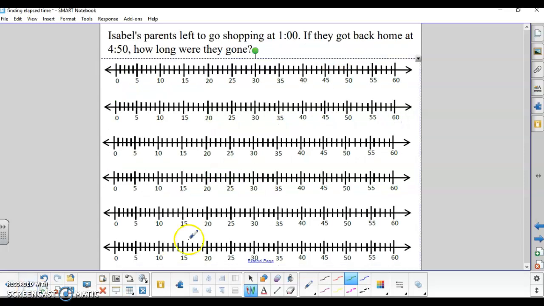All right, let's try another one. Isabel's parents left to go shopping at 1 o'clock. If they get back home at 4:50, how long were they gone? So we're going to start our clock at 1 o'clock. There's our number line. Then we have 2 o'clock, 3 o'clock, 4:50. Go ahead and hit pause and try and solve this one on your own.